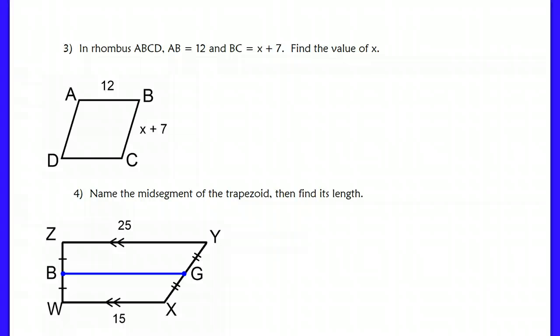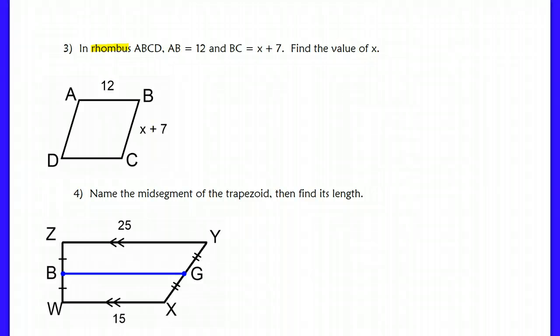In rhombus ABCD, so this is an important word here, it tells me that it's a rhombus, and then it tells me that AB is 12 and BC is x plus 7. So they already showed that to me in the diagram as well. Sometimes they won't, so you're going to have to put those values inside your diagram. We're supposed to find the value of x.